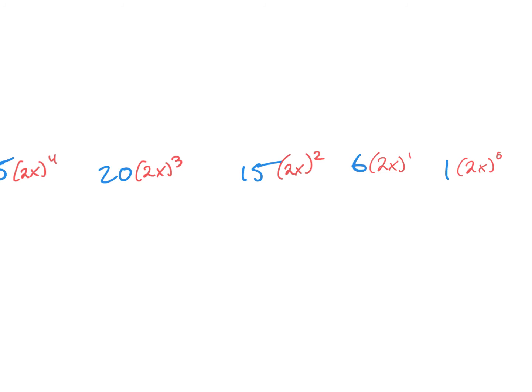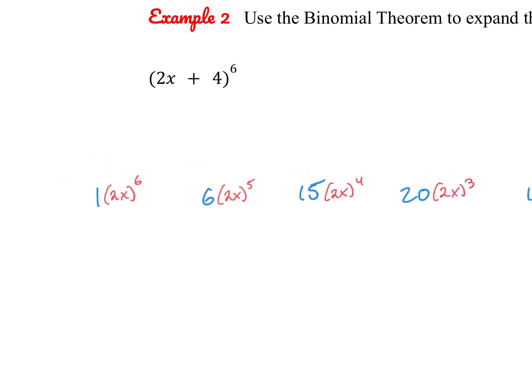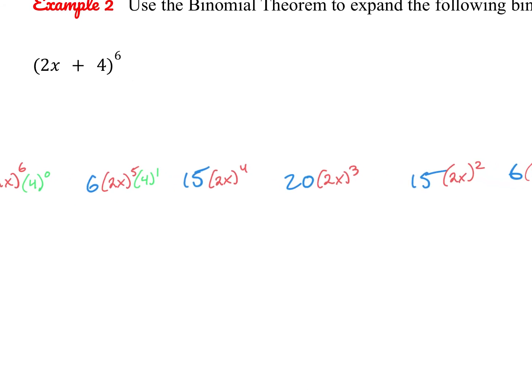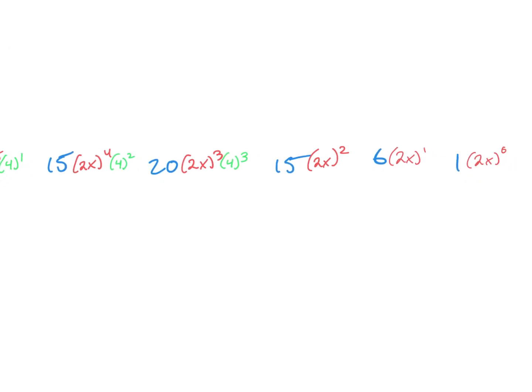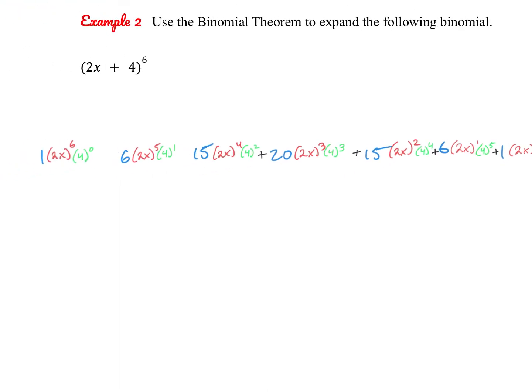And then we're going to do the exact reverse for that second term, which is 4. So 4 to the power of 0, and that's going to increase. So 4 to the power of 1, 4 to the power of 2, 4 cubed, 4 to the power of 4, 4 to the power of 5, and 4 to the power of 6. And my terms got a little bit squished here, so I'll put those plus signs in between. I never seem to leave quite enough space.